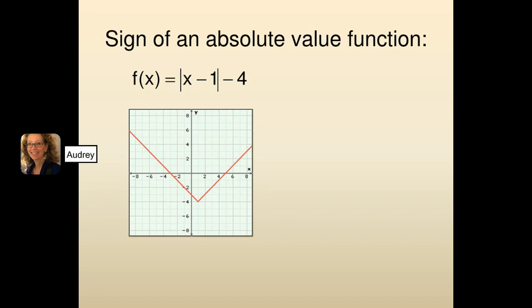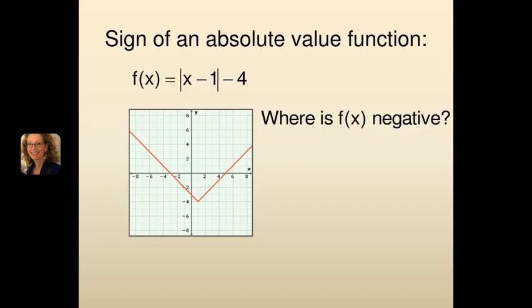Well, now that you've seen how that works for a quadratic function, it's time to apply it to an absolute value function, and it's pretty much identical. If we had the function absolute value of x minus 1, minus 4, which looks like this, and we had to figure out where that function is negative, once again, that means where is the function under the x-axis.